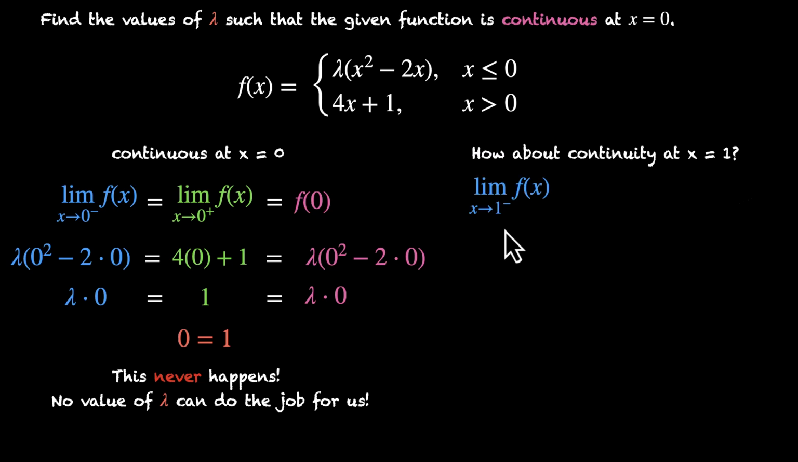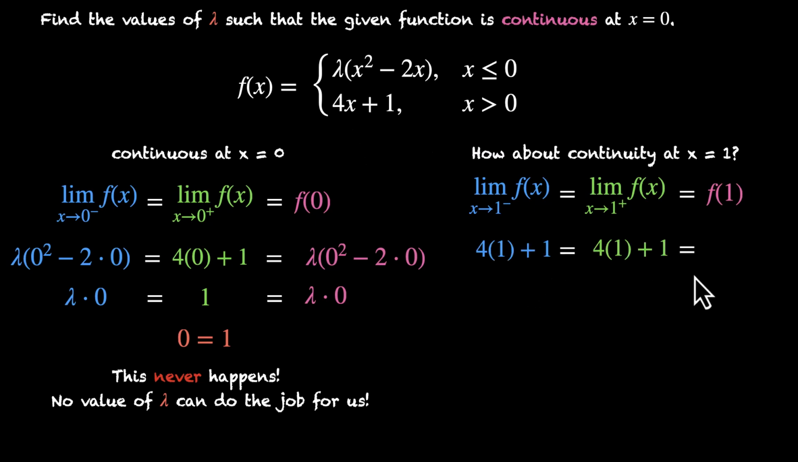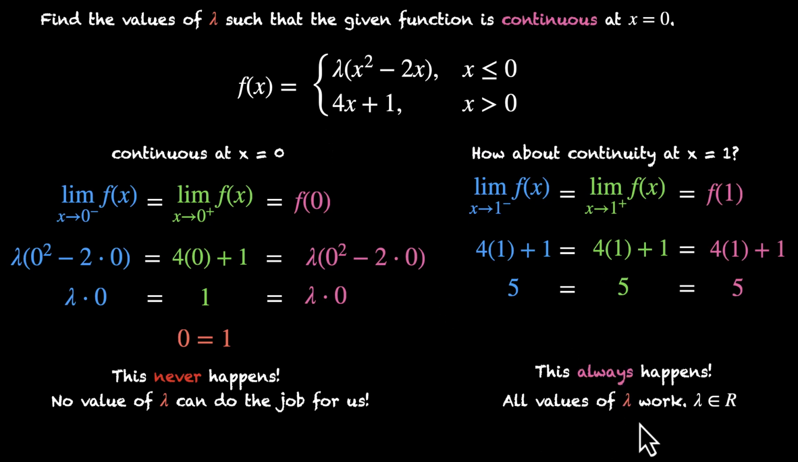Here's how we can write this down. This is the left hand limit at 1. It's equal to the right hand limit at 1. It's equal to the value of the function at 1. All of these values are 4 times 1 plus 1, that's 5. So 5 is equal to 5 is equal to 5, irrespective of what your lambda is. So all values of lambda work. So here the answer is lambda belongs to the set of all real numbers.